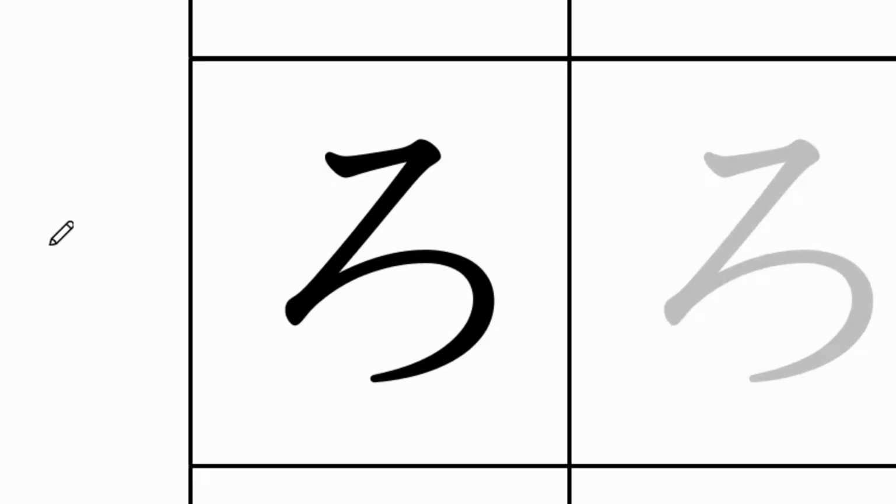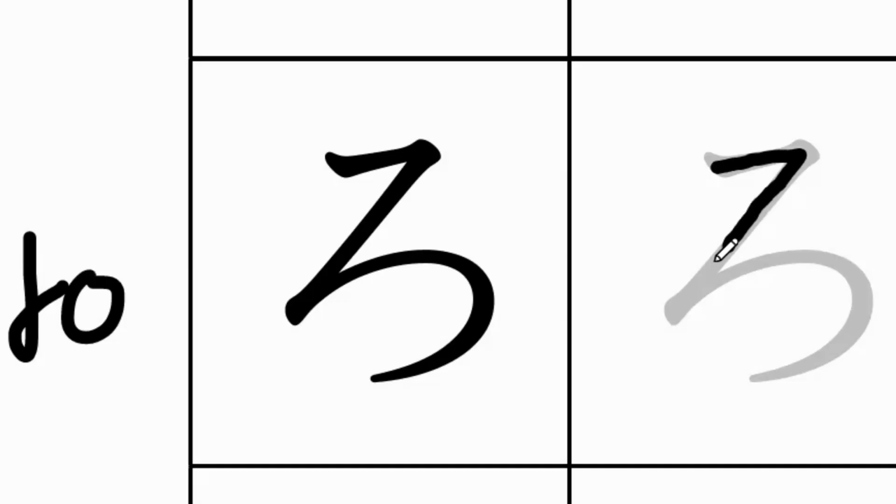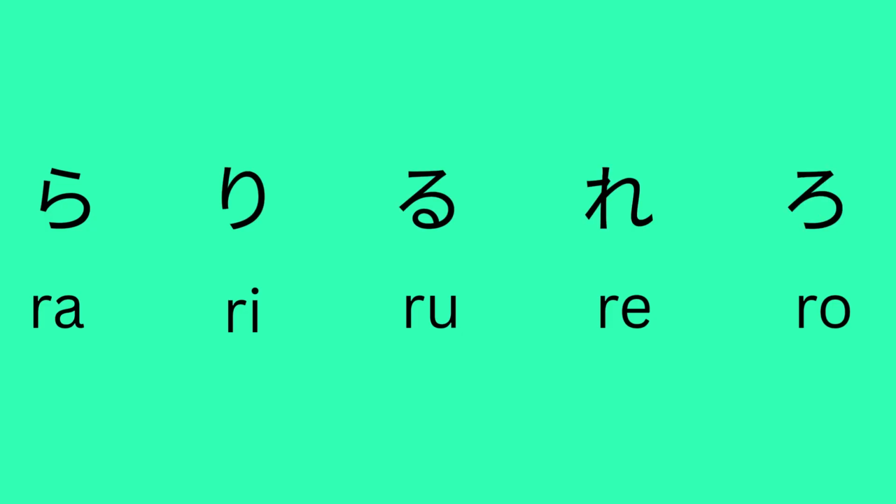The last character of the R row is Ro. This is Ro. So let us see how to make this character. This character has got just one stroke. So the stroke is like this and this. This is Ro. Ra, Ri, Ru, Re, Ro.